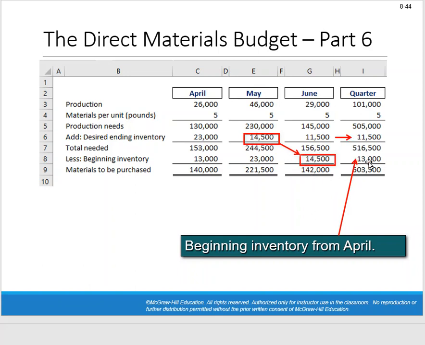And again, these arrows are pointing out a couple important things here. Some of these rows, we can just sum them across and that equals the quarter. So production, we can add it up and it equals 101,000. But materials per unit in pounds, we don't add that up, we'd get 15. It's just five still. Production needs, we can add across or multiply down and it should work. Desired ending inventory though comes just from June. The ending inventory at the end of June. And then our beginning inventory is, again, not a sum. It's our beginning inventory from the beginning of April. So ending and beginning inventories, make sure you're not adding those, but rather taking them from the months, the point in time where they came from originally.